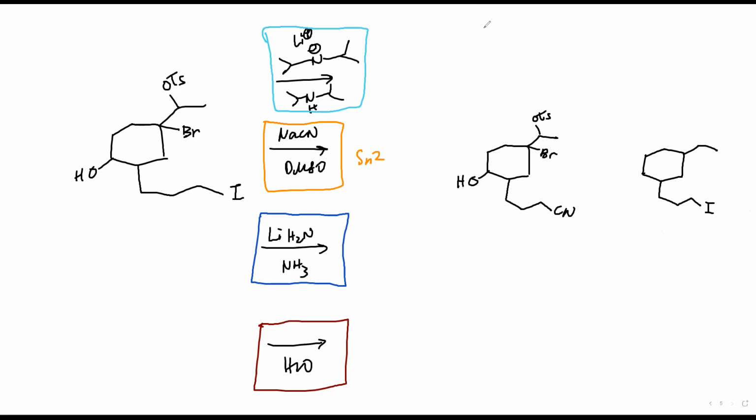Could we do it at the OTS? Yeah, OTS is a good leaving group. That's a secondary center. SN2 works at secondary. We could totally see that happen there. Okay, let's make this a wedge just so we can have a little more fun, right? That's a wedge. What does that center turn into? Is it racemic or is it specifically something? Yeah, it's going to be dashed. Okay, so CN is going to be dashed here.